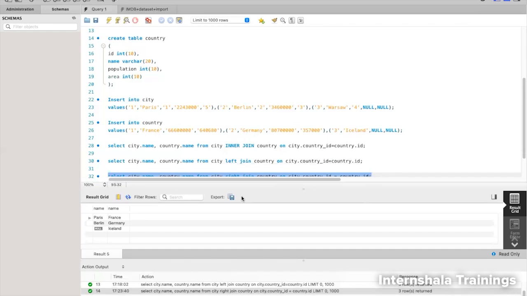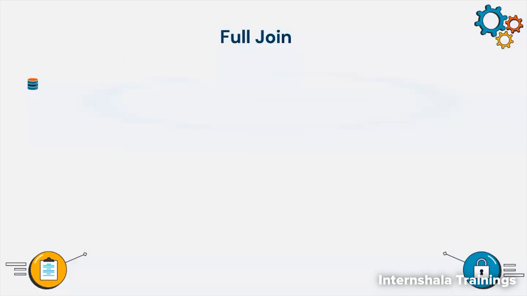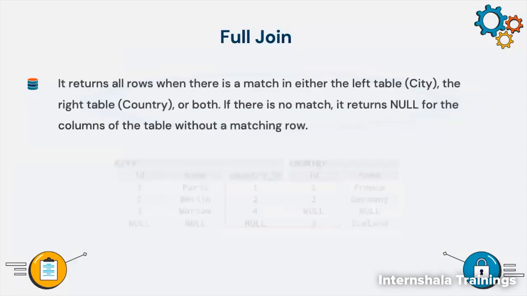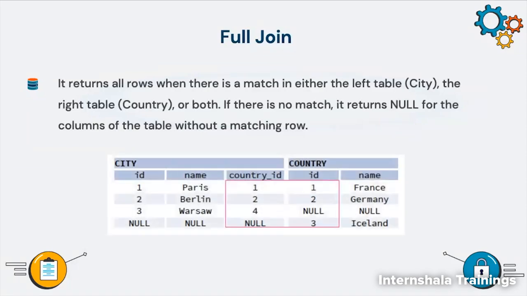Now next we are having full join. It is used when we want to return all the rows where there is a match in either the left table or the right table or both. And if there is no match, it will return null for the columns of the table without a matching row. That means we will be giving equal importance to both the tables and we will be showcasing everything, including all the values from both the tables. Let us see this on MySQL Workbench.